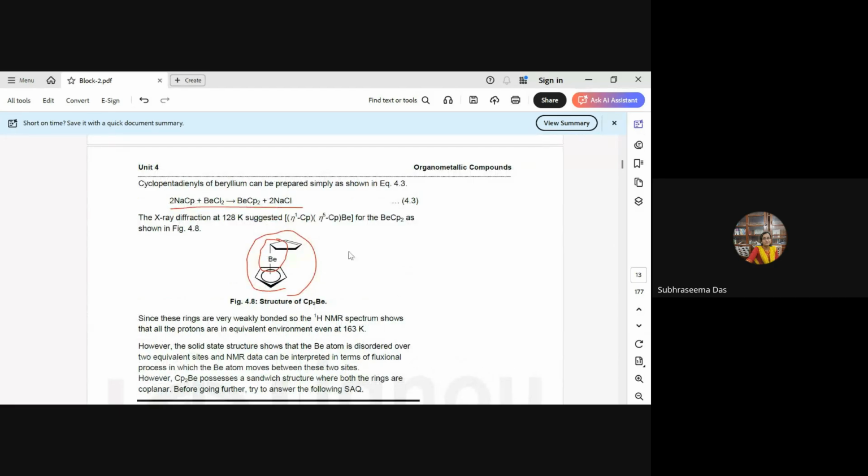So with this, we talked about the beryllium sandwich compounds. In the next part we'll continue with the organometallic compounds. So this much for today.